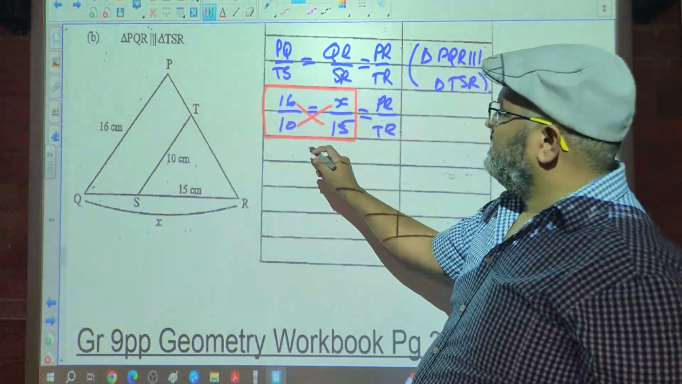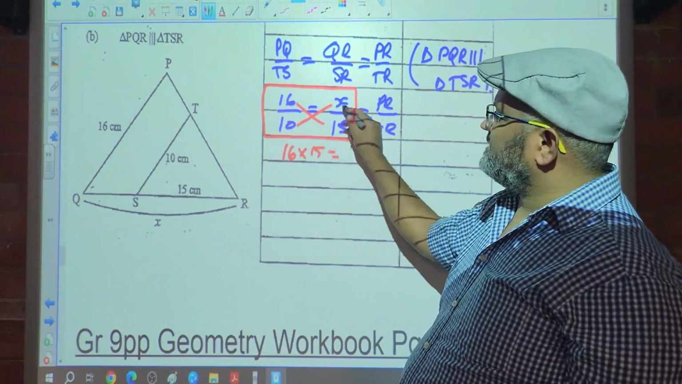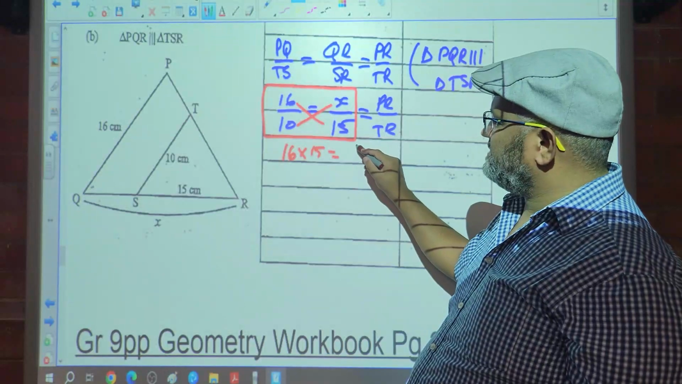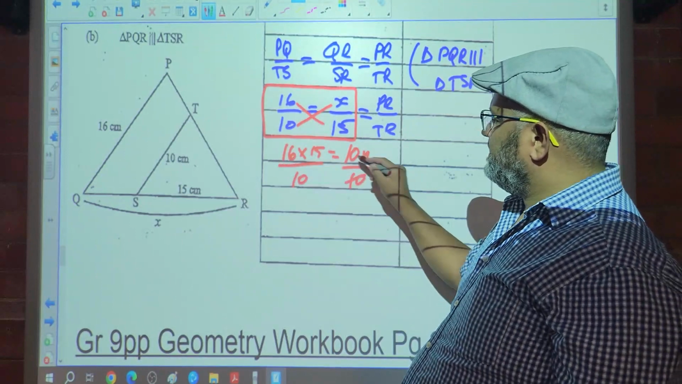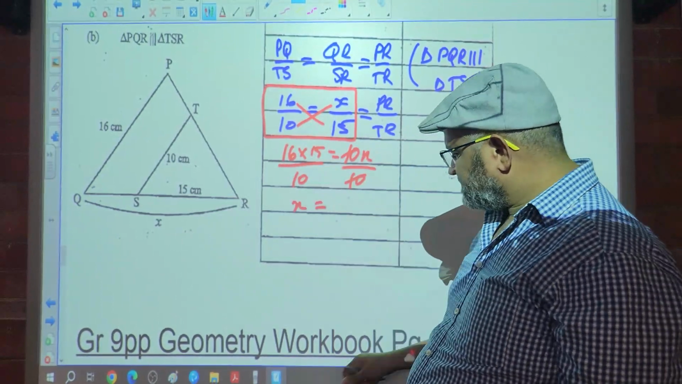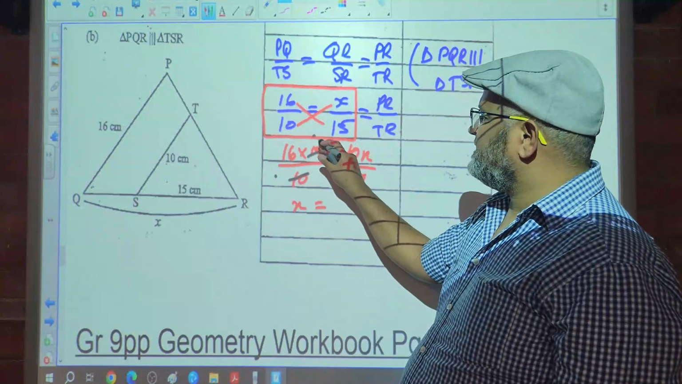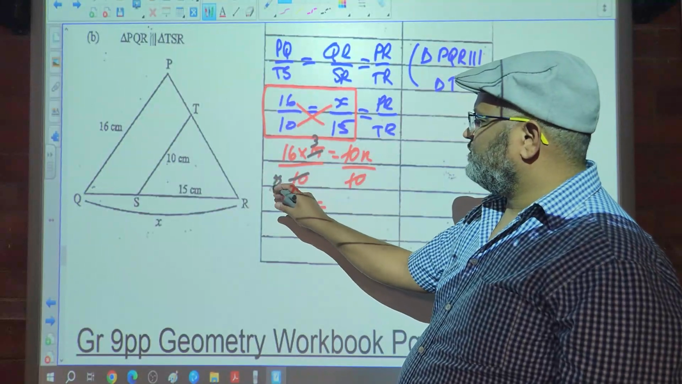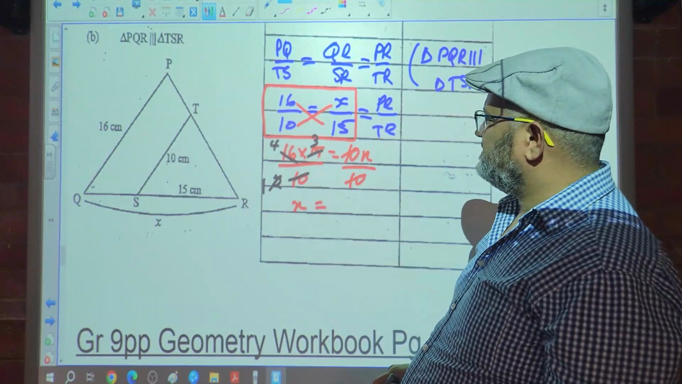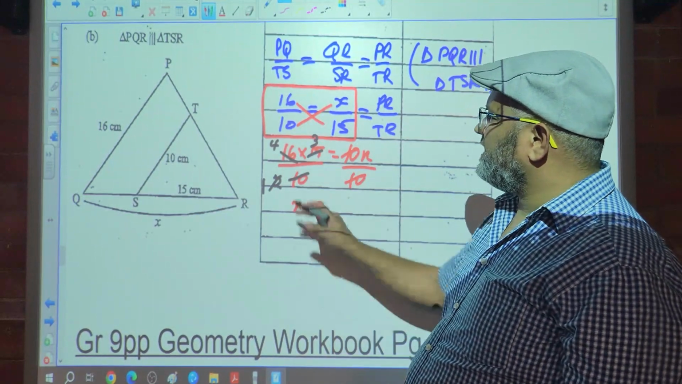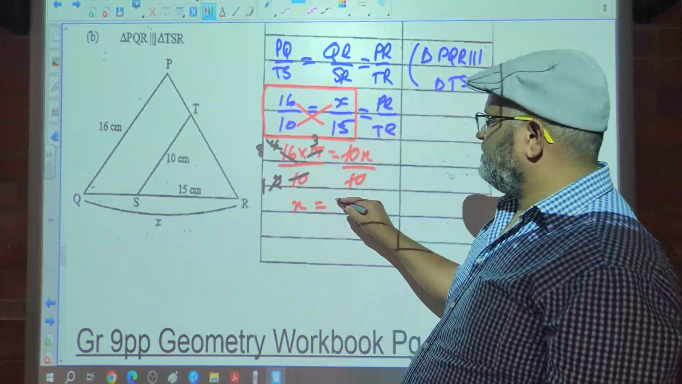Let's multiply. So it's going to be 16 times 15 is equal to 10 times X. So I divide both sides by 10. You all agree with that? So X is equal to, now 5 goes into 15 thrice, and 5 goes into 10 twice. 2 goes into 2 once, 2 goes into 16 8 times. 3 times 8 is 24.